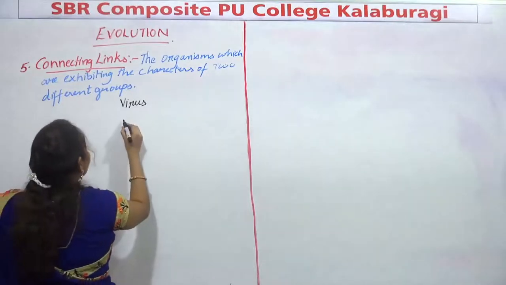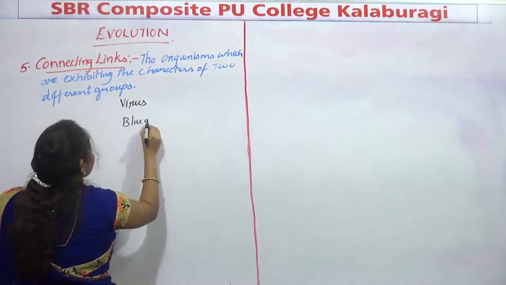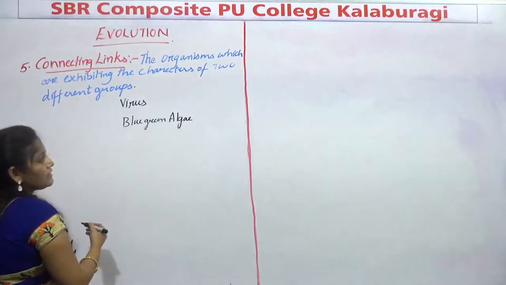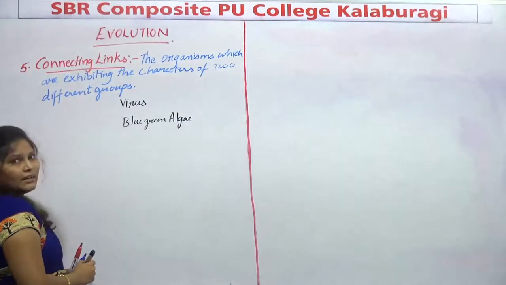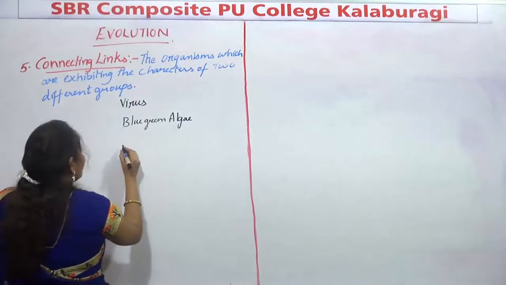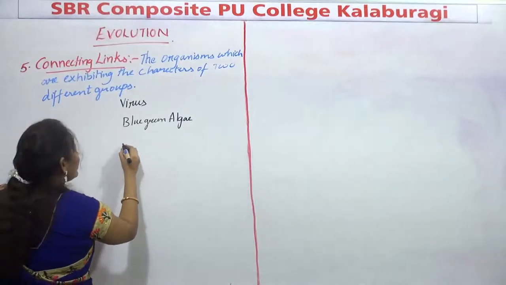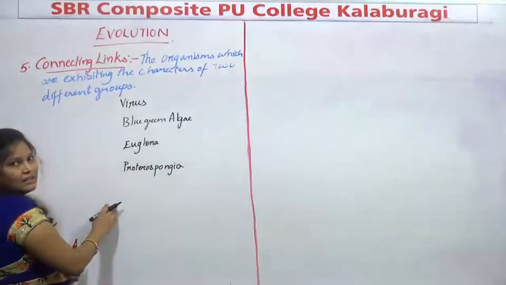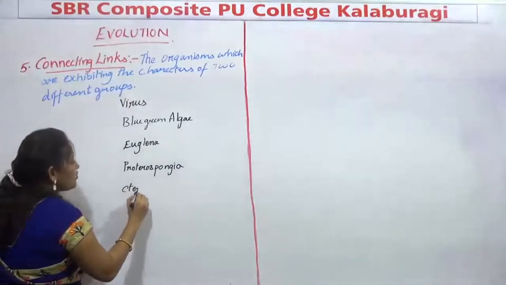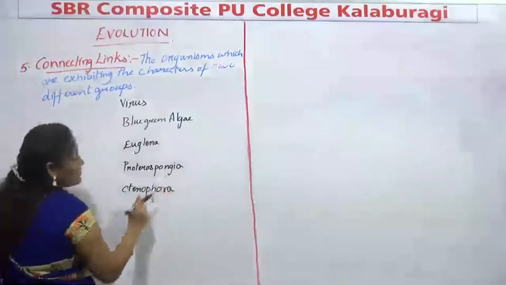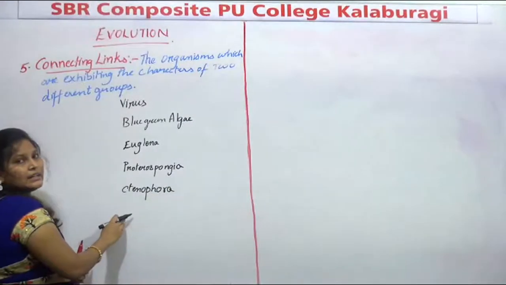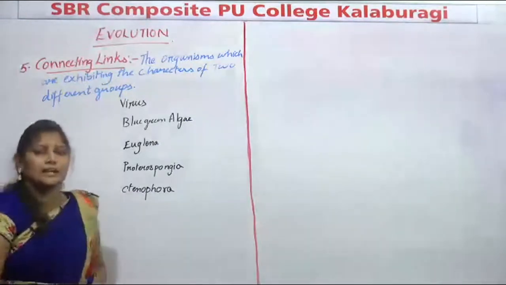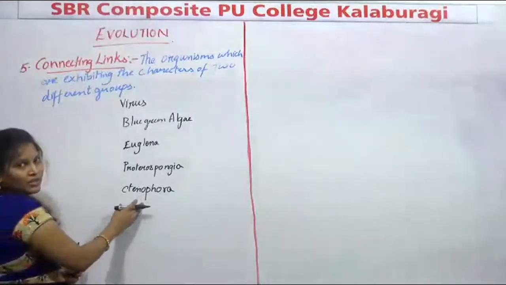And next one, blue-green algae act as a connecting link between prokaryotes and eukaryotes. Okay? I'll write all these things. See here, blue-green algae. Euglena, the connecting link between poriferans and cnidarians. And Ctenophora is the connecting link between radiata and bilateria. That means the organisms which are exhibiting radial symmetry and bilateral symmetry. Ctenophorans. Okay?